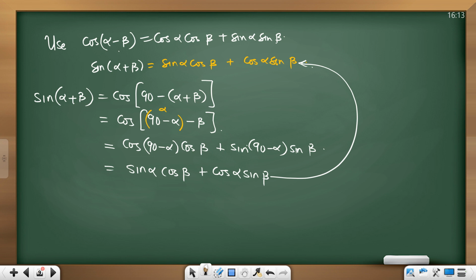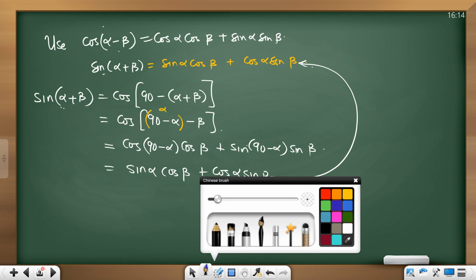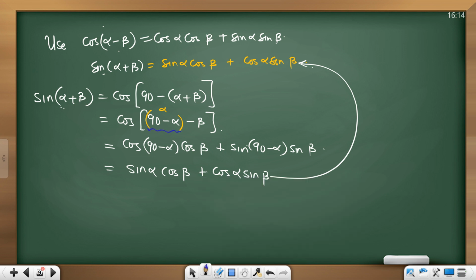All right? So, use this. The first thing is to write this, right? And write it in terms of cos. Cos 90 minus that. This is where the challenge is, for you to be able to manipulate and see that this is your alpha. Alpha minus beta. Cos that, cos beta, plus sine that, and sine beta. And then we're done. Yes?